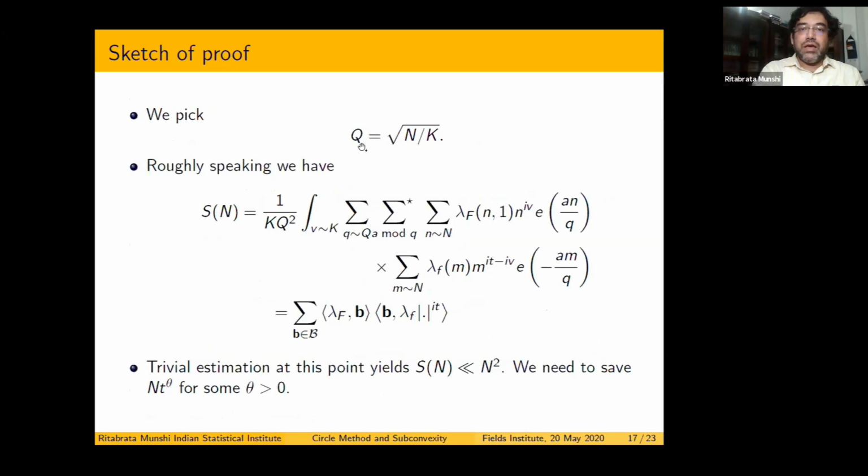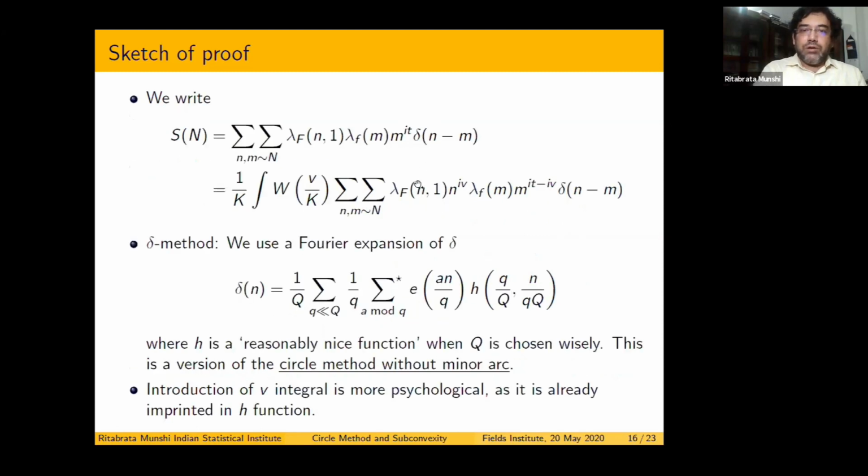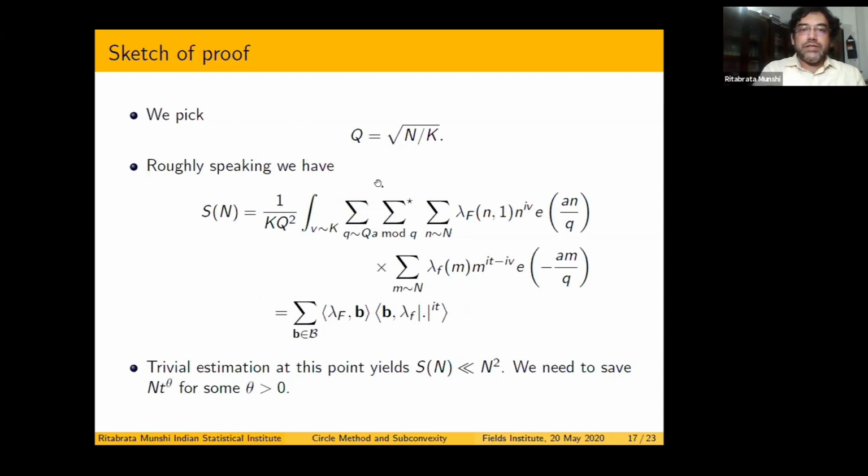So I pick the size of the modulus in the circle method to be the square root of the size of the equation, which is now capital square root of N by square root of K. Now I've replaced this expansion of delta over here, and that will separate the n from m, and I arrive at this expression. So now the GL3 part is nicely separated from the GL2 part. These are the summation points coming from the circle method, and this is the integral.